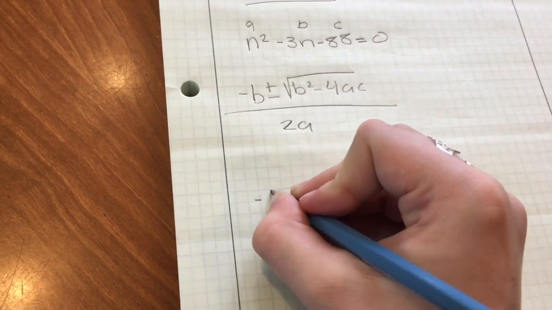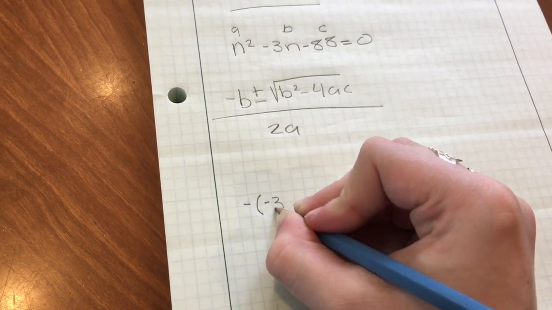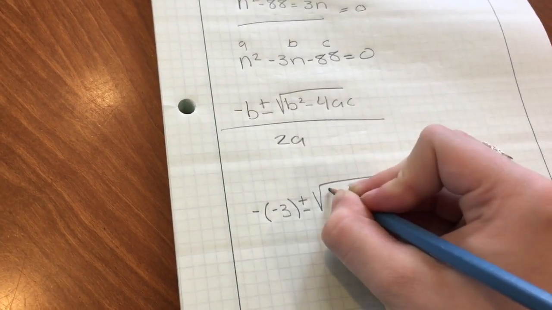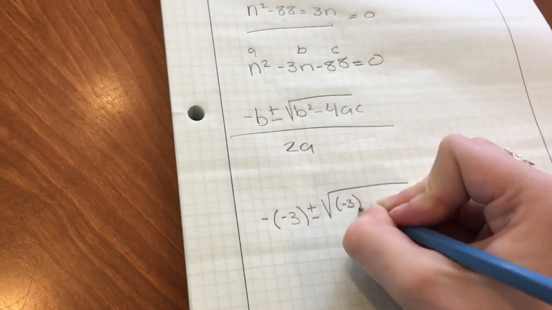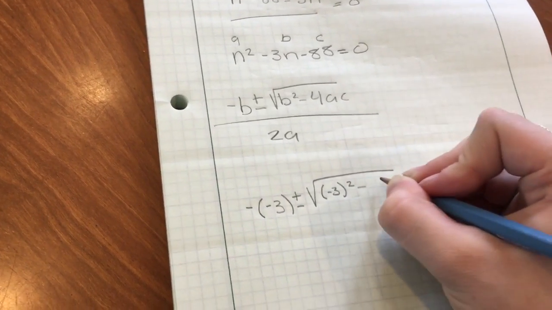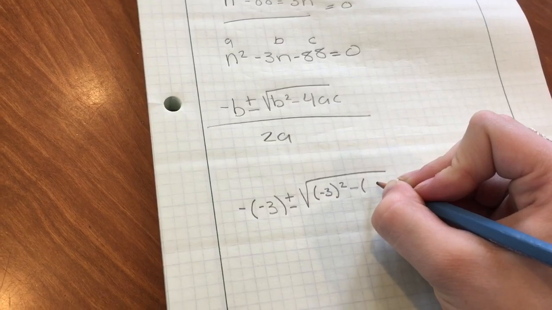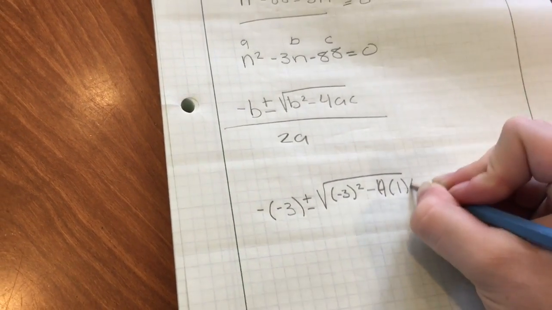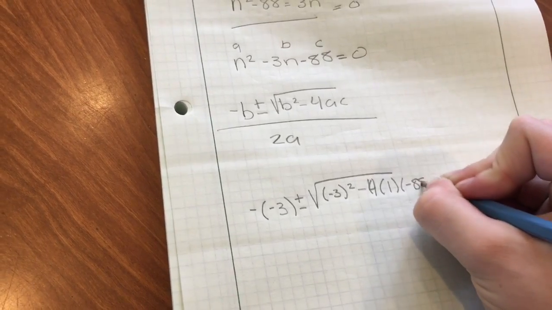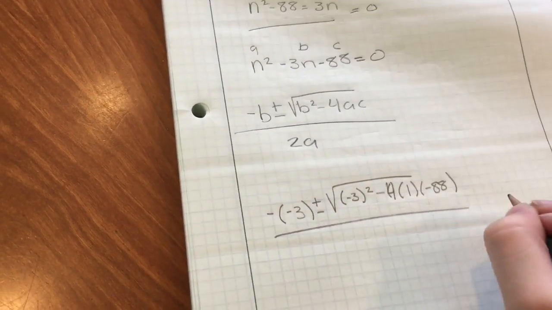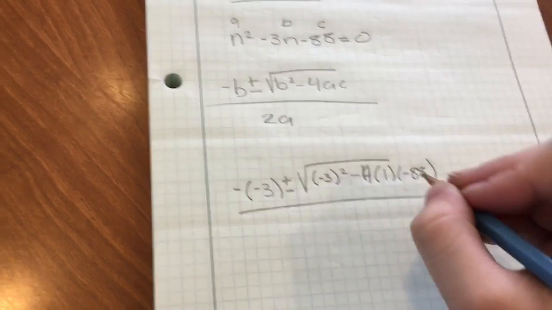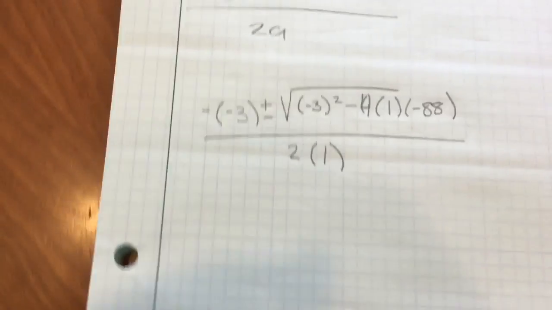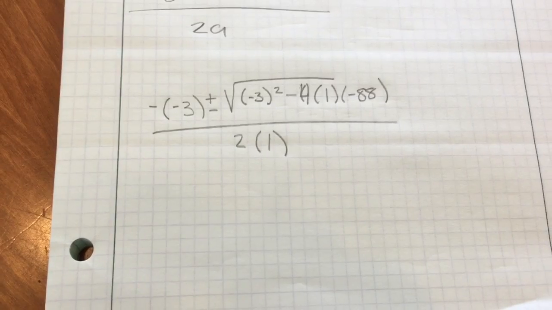Alright, so that is negative negative 3 plus or minus the square root of negative 3 squared minus 4 times 1 and times negative 88. That's all over 2 times, I mean positive 1. So we want to simplify that.